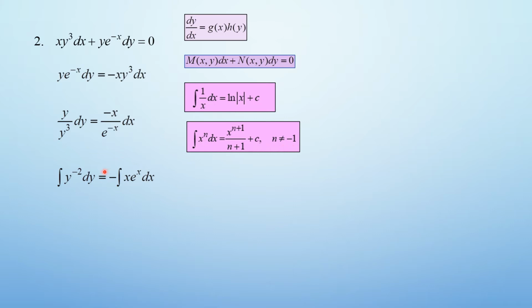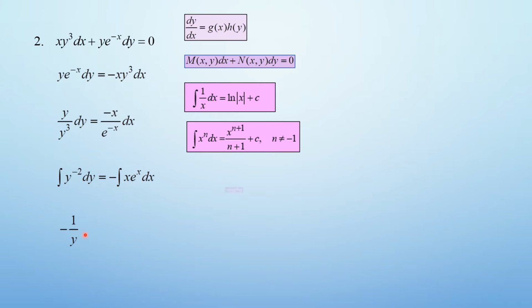So for this particular integral, we get y to the power of negative 2. This x will be replaced by y, and the power n is negative 2. Negative 2 is not negative 1. Therefore, we are going to use this formula instead of the one up here. So the result will be y to the power of negative 2 plus 1 divided by negative 2 plus 1, which gives us negative 1 over y.